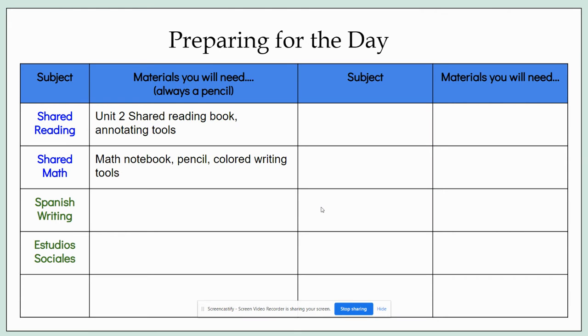Then we talk about the materials they're going to need, and for our shared reading weeks, it's always going to be our books and annotating tools, and for math, it's always going to be anything to take notes with, so different colors would be great, and their math notebook and pencil.